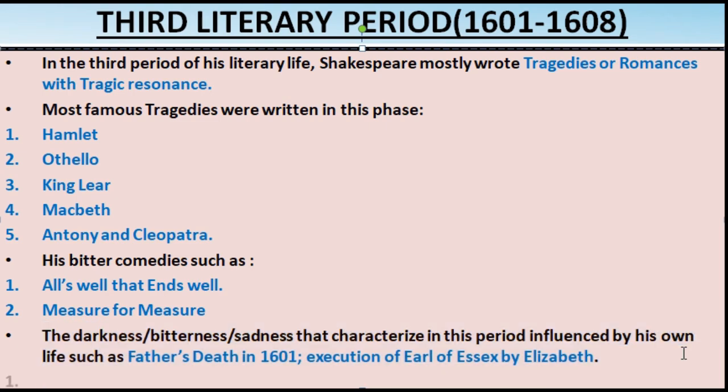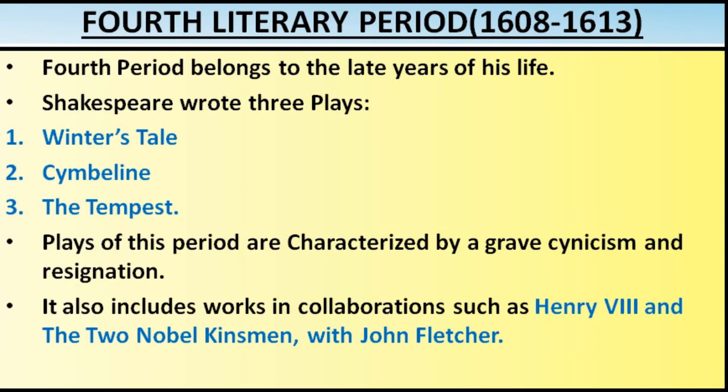Moving to the fourth literary period of William Shakespeare. So the time span of the fourth literary period was 1608 to 1613, right? So the fourth period belongs to the late years of his life, right? Means the late years of his life. What are the writings of his late years? So in the late years of his life, he had written three plays. What are the three plays?